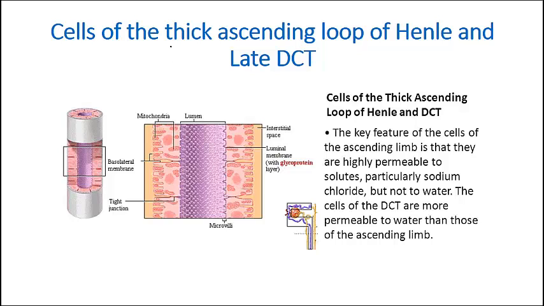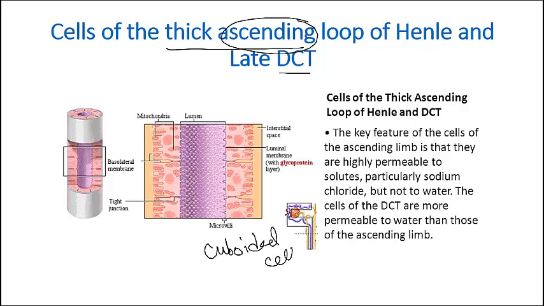Now if I look at the cells of the thick ascending loop of Henle, and we'll also see the structure in the distal convoluted tubule. Okay, if I look here, this type of cell, the distal convoluted tubule structure, and it's mostly the thick part of the Henle's loop and the distal convoluted tubule, they have very similar structural features. The epithelia of the thick ascending loop of Henle and the early distal convoluted tubule are very similar. They are composed of cuboidal cells.